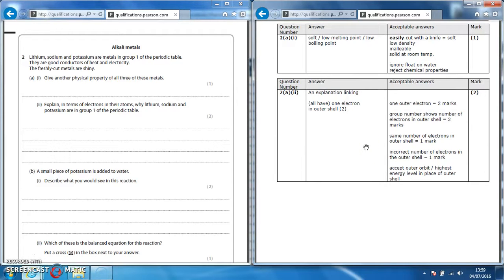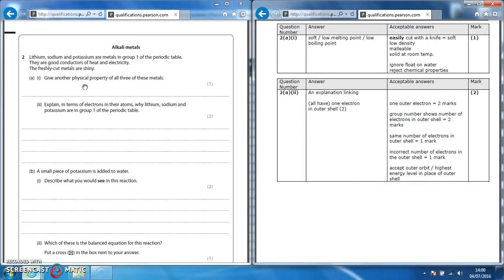Physical properties is the falling point for people here. It says physical, so you can't tell me anything about any chemical reactions, like it's setting on fire or fizzing or bubbling or anything like that. It wants to know about any physical properties. So that can be soft, low melting point, low boiling point, easily cut, low density, malleable, solid at room temperature. But a lot of clever people make the mistake of writing a chemical property there.